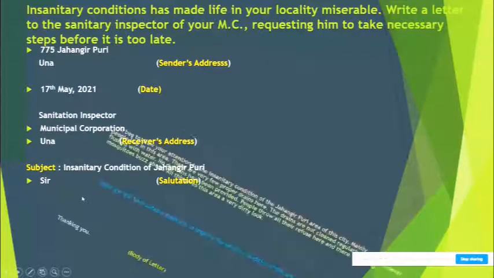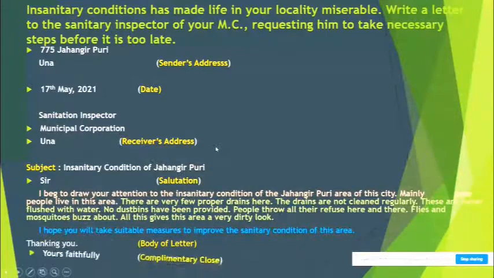After salutation, the soul of the letter comes. It is known as the body of the letter. The situation that is being dealt with or you are facing has to be written in the body of the letter, that the sanitary condition in your area is not very good. Such and such conditions are there, and you expect that this condition should be improved very soon. This is the body of the letter, and this part we will take up after completing this section of 7 parts with examples.